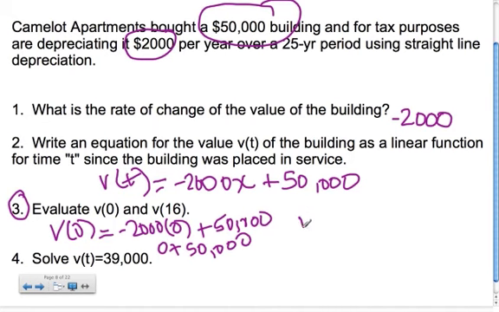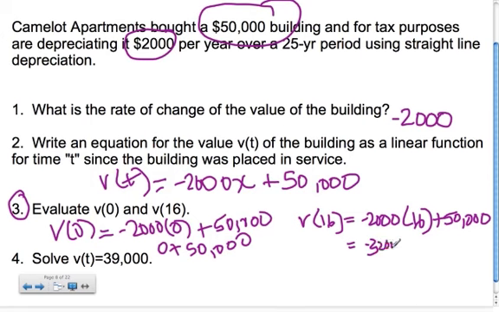And then I would just repeat the process for V of 16. And you need to ask yourself and think about this realistically. What did x stand for again? The number of years that I own the building. So if I take negative 2,000 times 16, I get negative 32,000 plus 50,000, and together that's going to equal 18,000.